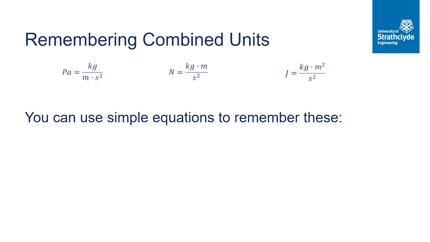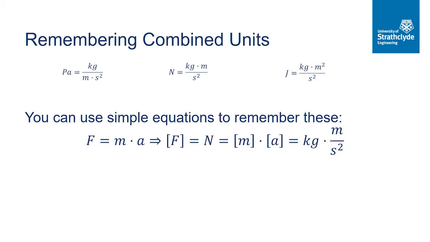We can use simple equations to remember each of these. All we need to know is a relationship of the physical quantities that helps us to determine the units. So for example, when we're talking about force, we know that the equation for force is mass times acceleration. If that's the case, then the unit of force is newtons, and mass is measured in kilograms, acceleration is meters per second squared. So very quickly we've got a representation of the base units for the newton.